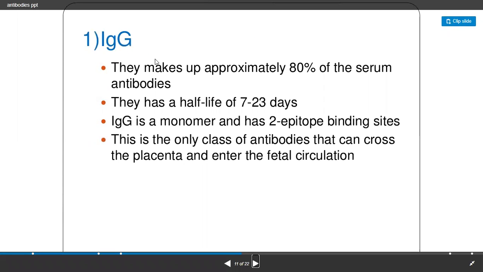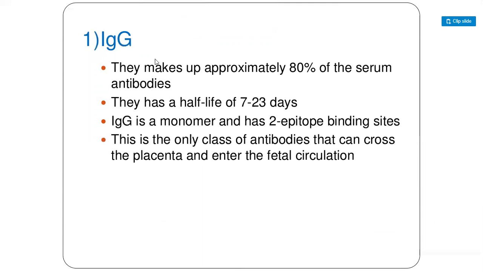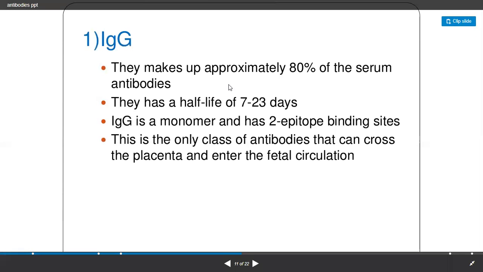So the first one is IgG. IgG is one of the most important immunoglobulins. IgG makes approximately 80% of the serum antibodies in the blood. The half-life of IgG is approximately 7 to 23 days.